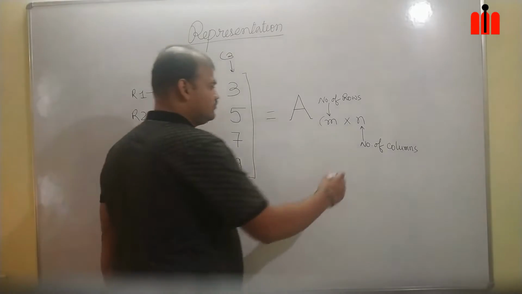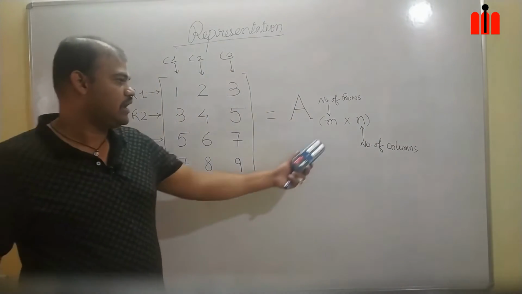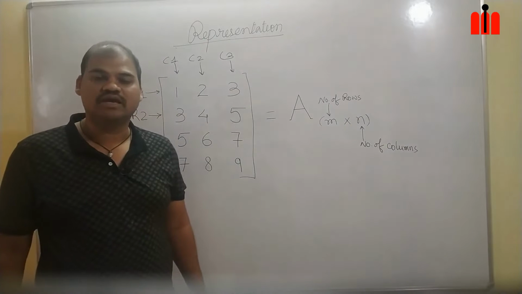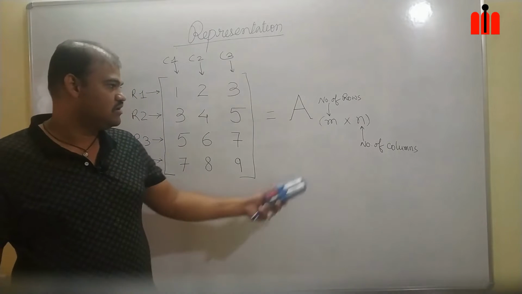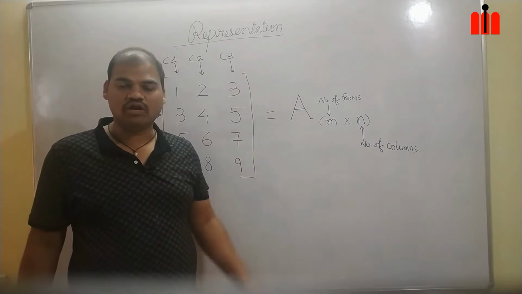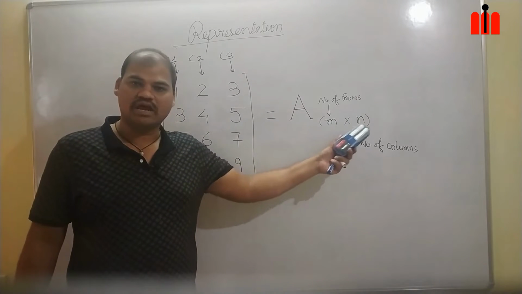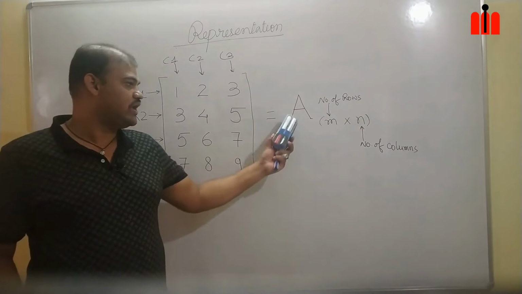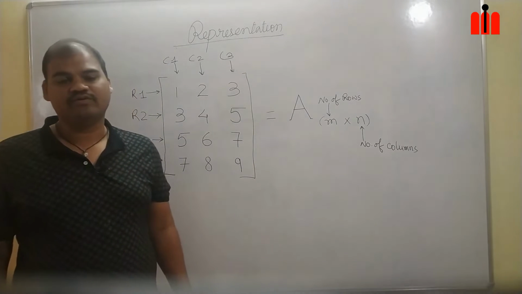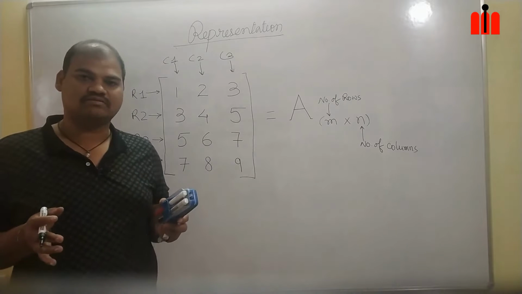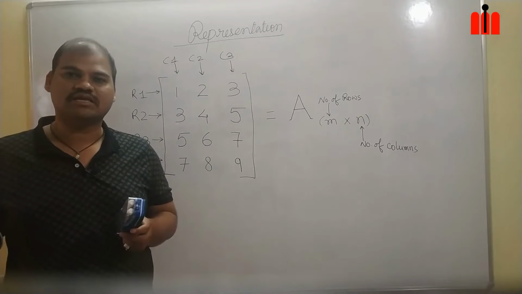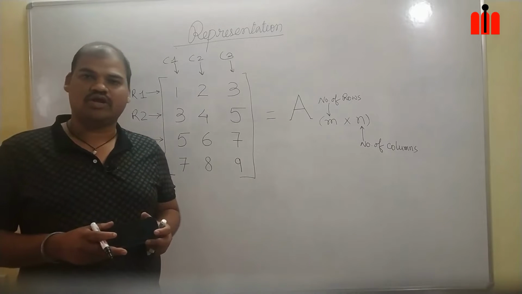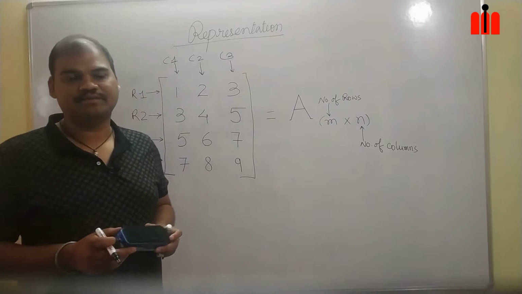Now M into N. This M into N is the size of matrix. M rows, N columns. Understood? So A M cross N will give the complete representation of a matrix. A with the size M cross N, and number of objects will be M into N objects. Okay, are you getting it?